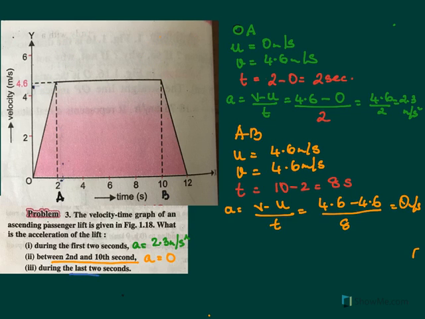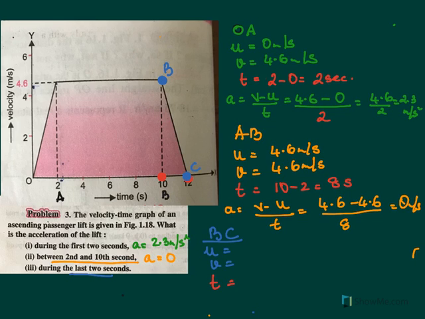Now they said during the last 2 seconds. Which are the last 2 seconds? This 12 is the last second, and before that would be 10. So we must know what is happening between 10 and 12 seconds. At the 10th second, the object was at this point, and at the 12th second the object is at this point. Here we'll call these points B and C. So we'll see what is happening along BC. Like earlier, we'll find the initial velocity, final velocity, and then the time.